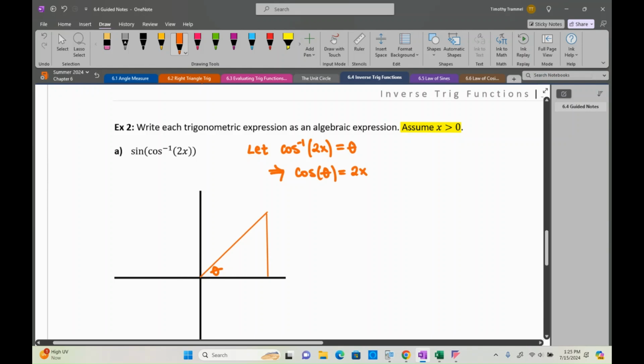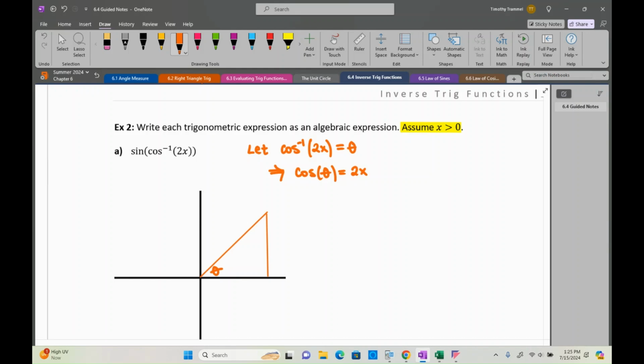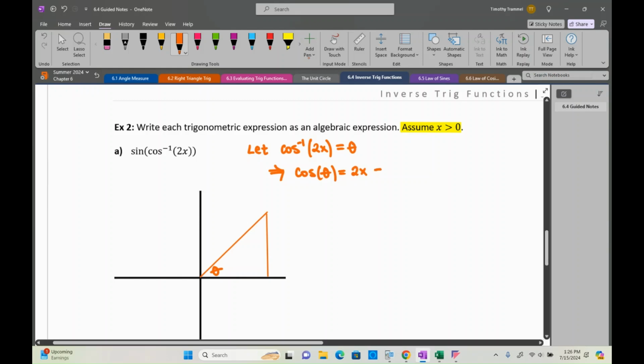Okay. Now, I could leave it like this, but remember, from here, we would always say, okay, well, cosine is adjacent over hypotenuse. Well, as of right now, it doesn't look like I have a fraction in order to say that. So what I could do is I could just say, okay, well, this is 2x over 1. And then this will be my adjacent side. And this will be my hypotenuse. Okay, so hypotenuse is 1, adjacent side is 2x.